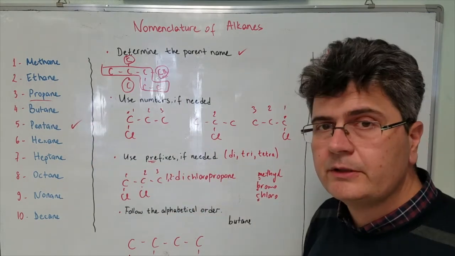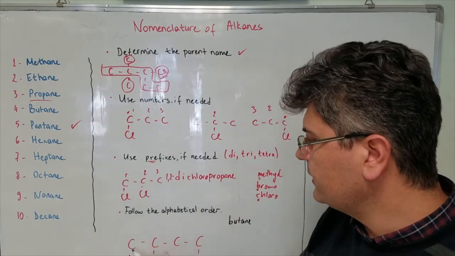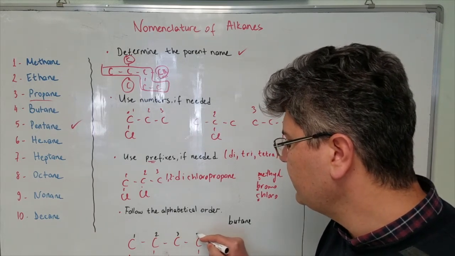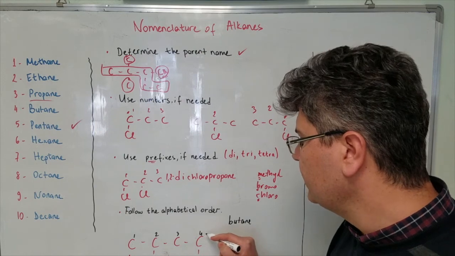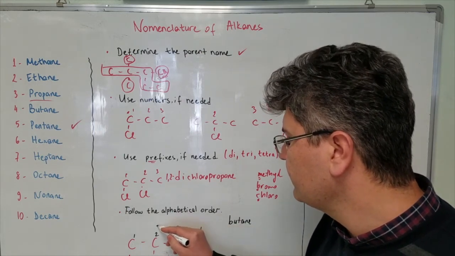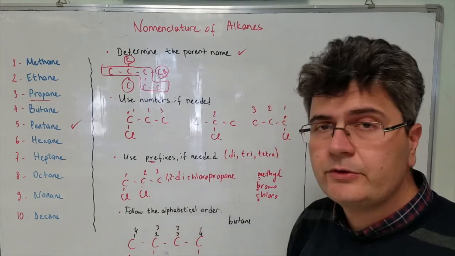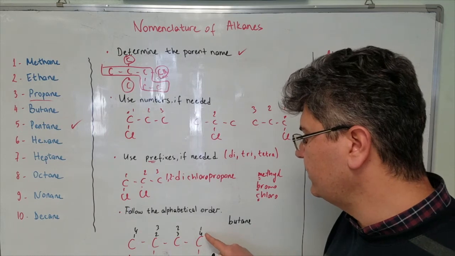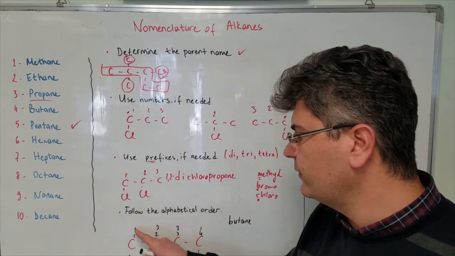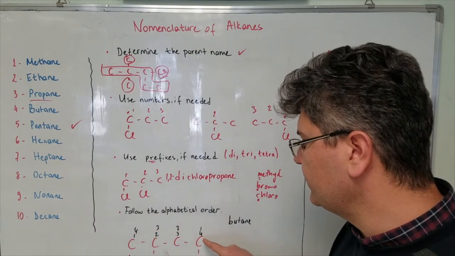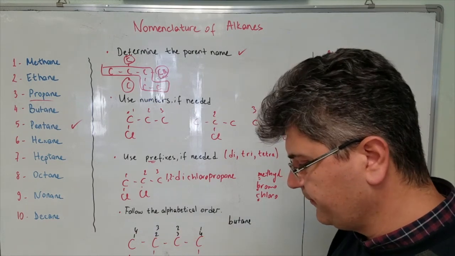Then, you need to number the carbon atoms. When you start from the left-hand side, the numbers are going to be 1, 2, 4. If you start from the right-hand side, it's going to be 1, 3, 4. You need to choose the smallest combination. Which one is smaller? 1, 2, 4 or 1, 3, 4? Of course, 1, 2, 4 is smaller, so I will be choosing that one.